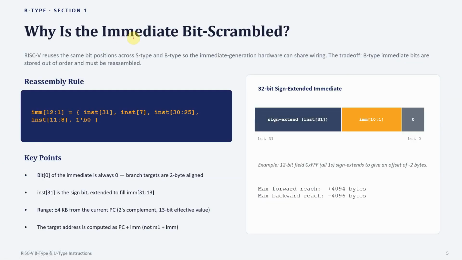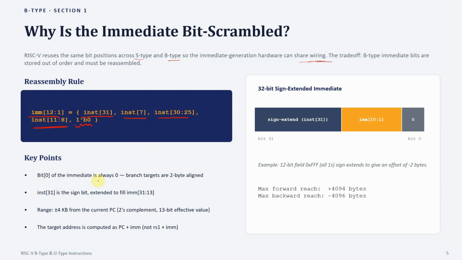Now, why are the immediate bits scrambled? Basically, RISC-V uses the same bit positions across S-type and B-type, so immediate generation hardware can share wiring. That's the reason the immediate bits are scrambled. We are going to concatenate it from immediate[12:1], which is nothing but instruction bit 31, bit 7, bits 30 down to 25, and bits 11 down to 8, and the last bit should always be equal to 0.